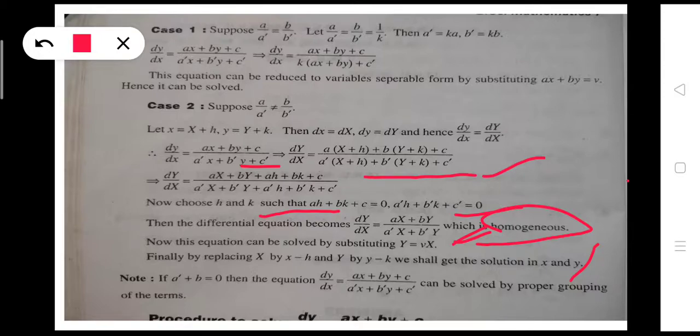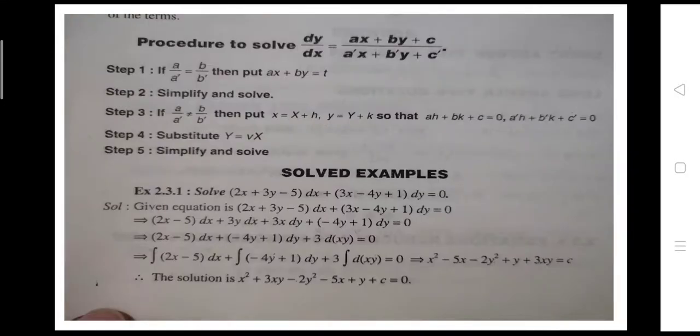In case 2, there is one note: if a' plus b is equal to 0, then the equation dy/dx is equal to (ax + by + c)/(a'x + b'y + c') can be solved by proper grouping of the terms. Continue to the next slide. Procedure to solve dy/dx form.